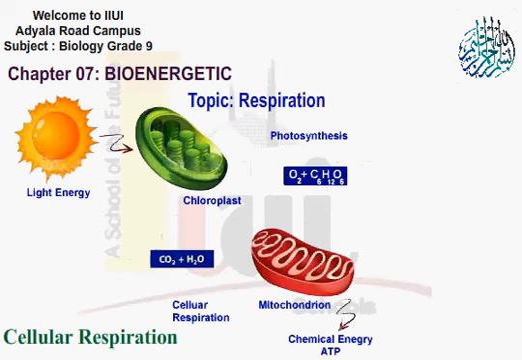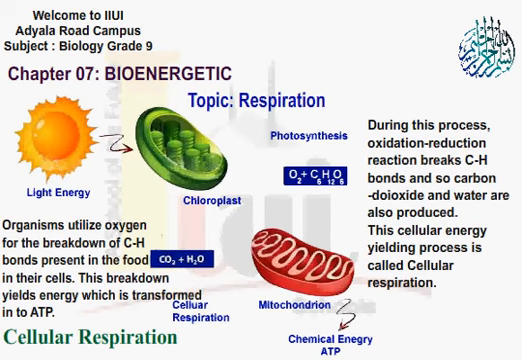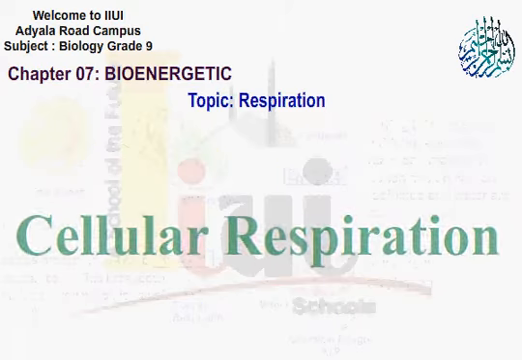The diagram on the screen explains that organisms utilize oxygen for the breakdown of carbon-hydrogen bonds present in the food in their cells. This breakdown yields energy which is transformed into ATP. During this process, oxidation-reduction reaction breaks carbon-hydrogen bonds and so carbon dioxide and water are also produced. This cellular energy yielding process is called cellular respiration.